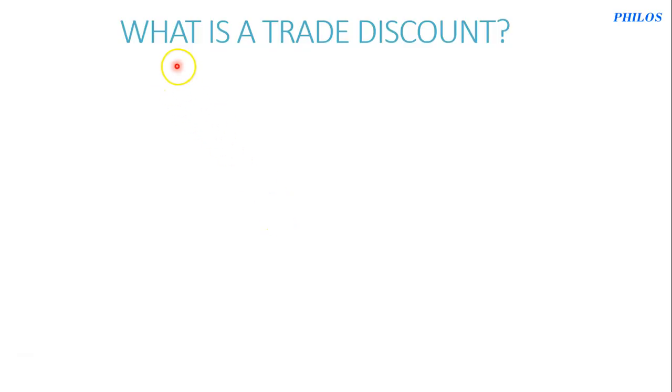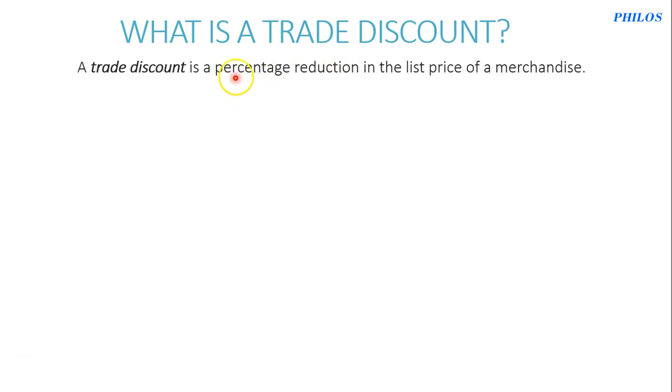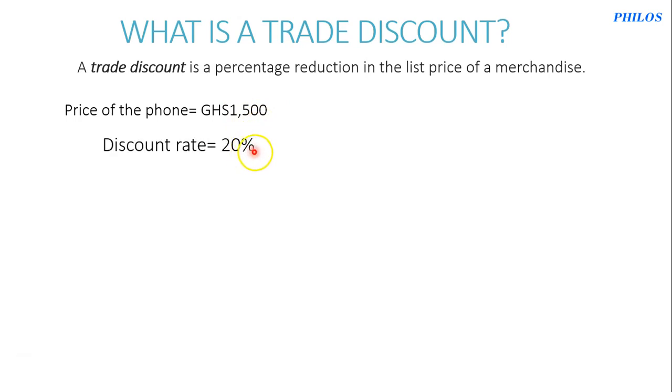So first, we want to look at what exactly is a trade discount. Now, we say a trade discount is a percentage reduction in the list price of a merchandise. To understand this properly, let's take for instance, the price of a phone is 1,500 Ghana cedis, and then you've been given a discount of 20%. This discount of 20% means the percentage we want to reduce the price of the phone by.